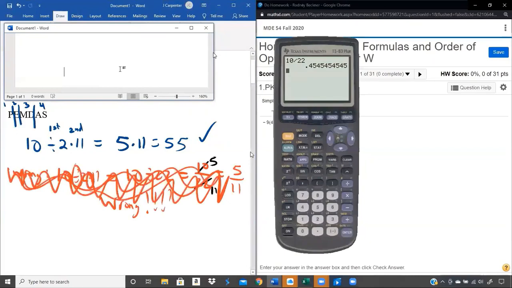Just because the letter M comes before the letter D does not mean do that step first. Multiplication and division are two sides of the same coin, and by coin I mean step. Same for addition and subtraction.